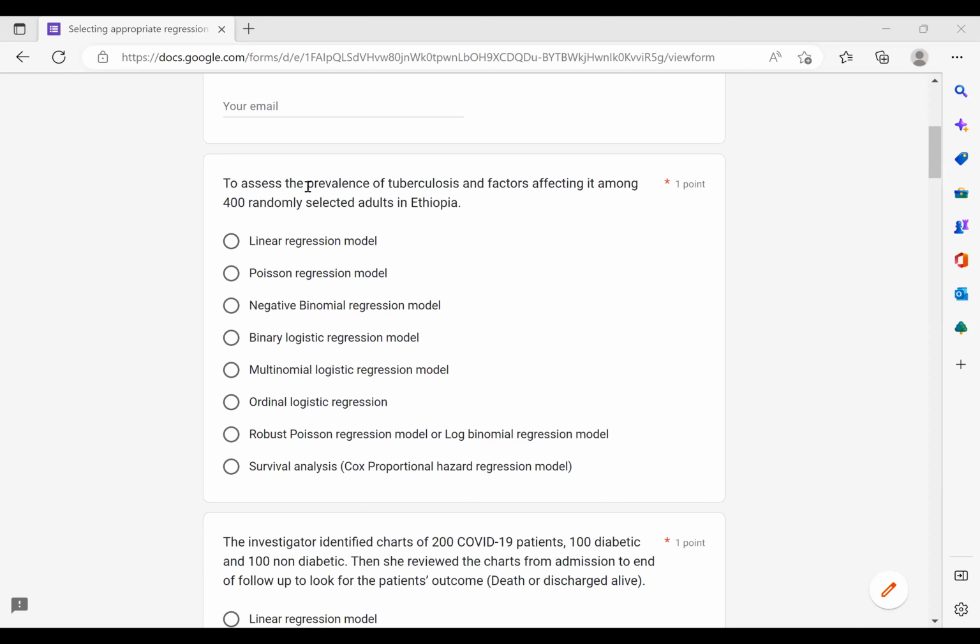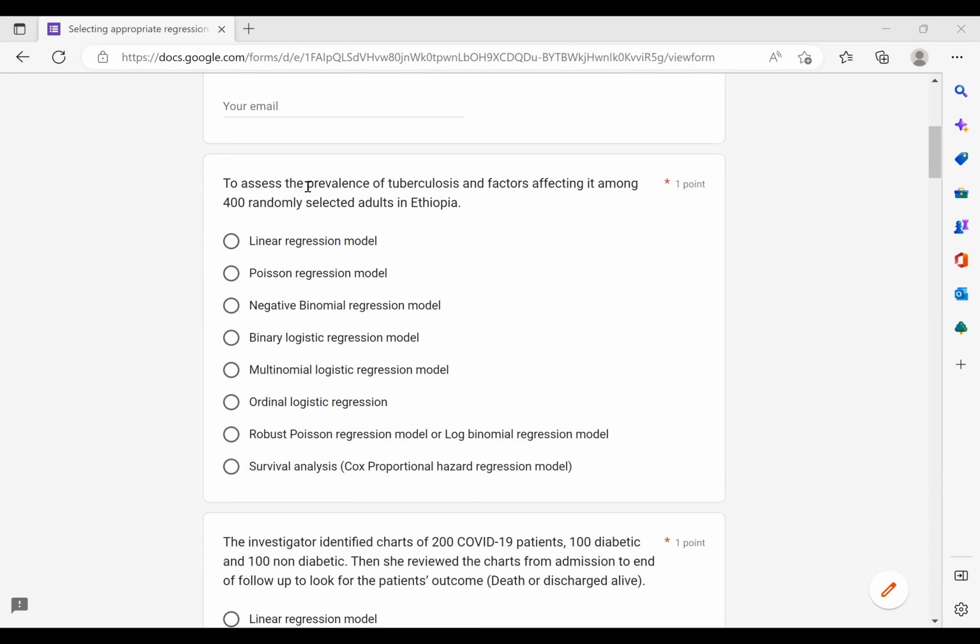So what's our outcome? What are we interested in studying? What's our outcome variable? TB. Great, great. So it's an analytic cross-sectional study. We're trying to assess tuberculosis development. So it's either yes or no.